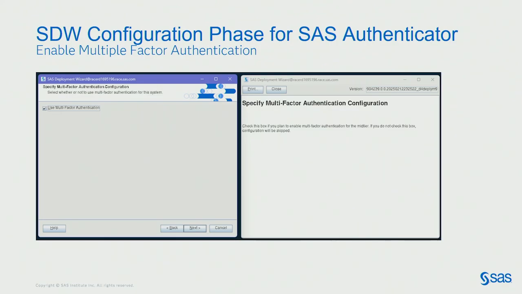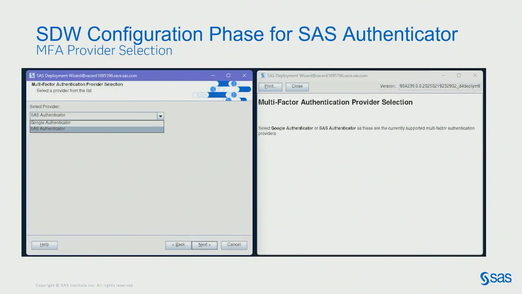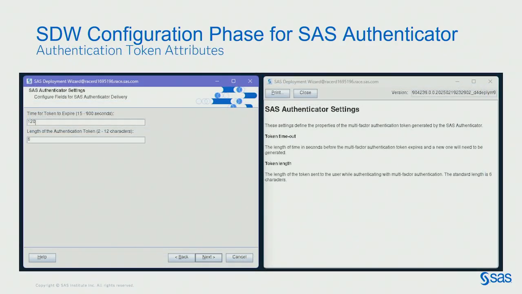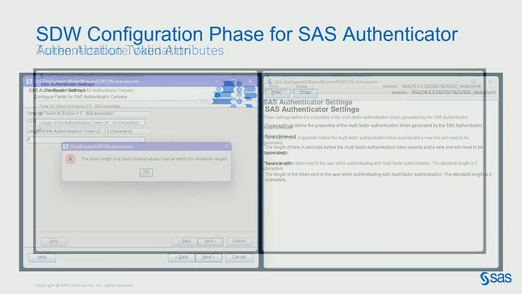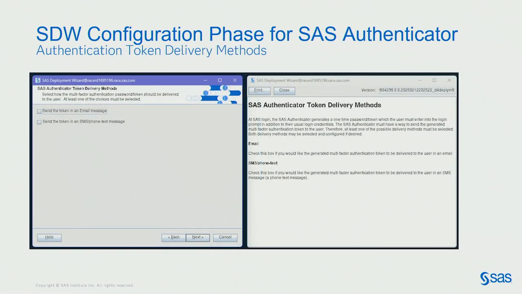So the first question is, do you want multi-factor authentication? You say yes, then do you want Google? Do you want a SAS Authenticator? Then if you say, okay, I want a SAS Authenticator, then you're going to say how long you want your token to be valid before it expires. What is the size of the token? We do have a validation. In case you type in some value out of the range, you will be required to retype it.